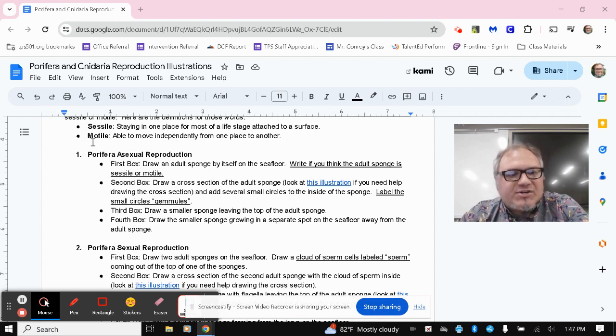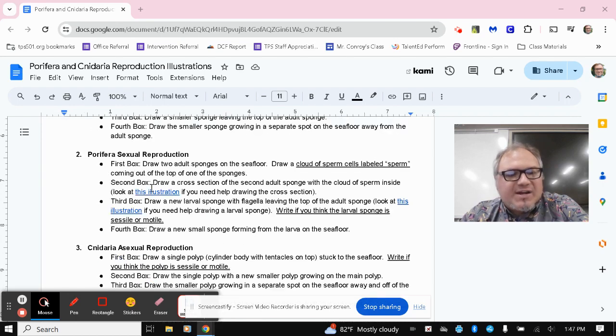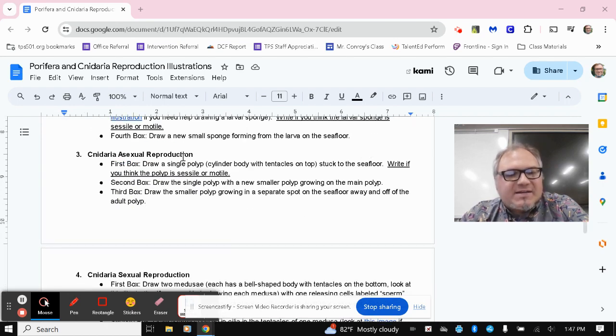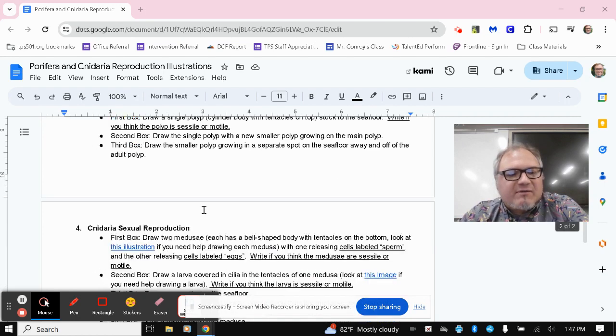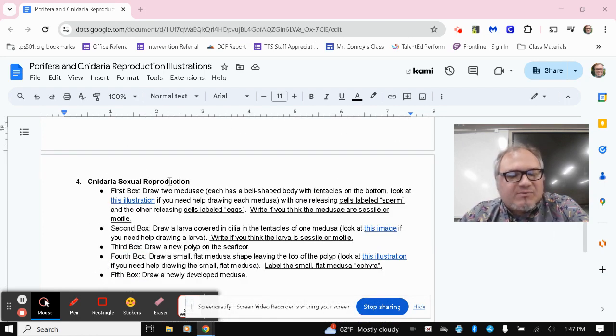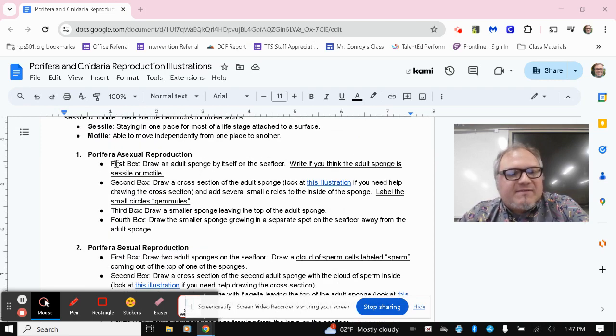So again, each section is broken down. So you'll have one for Porifera asexual reproduction, the sponges, Porifera sexual reproduction, again, sponges, Cnidaria asexual reproduction, so the jellyfish and their relatives, and then Cnidaria sexual reproduction. With each set of instructions, you have the number of boxes and what you're drawing in each one. If you're not 100% sure about what it is that you're drawing, most of what we've referenced so far, as far as the generic body shape for a sponge or a jellyfish, should work. So just keep that in mind.